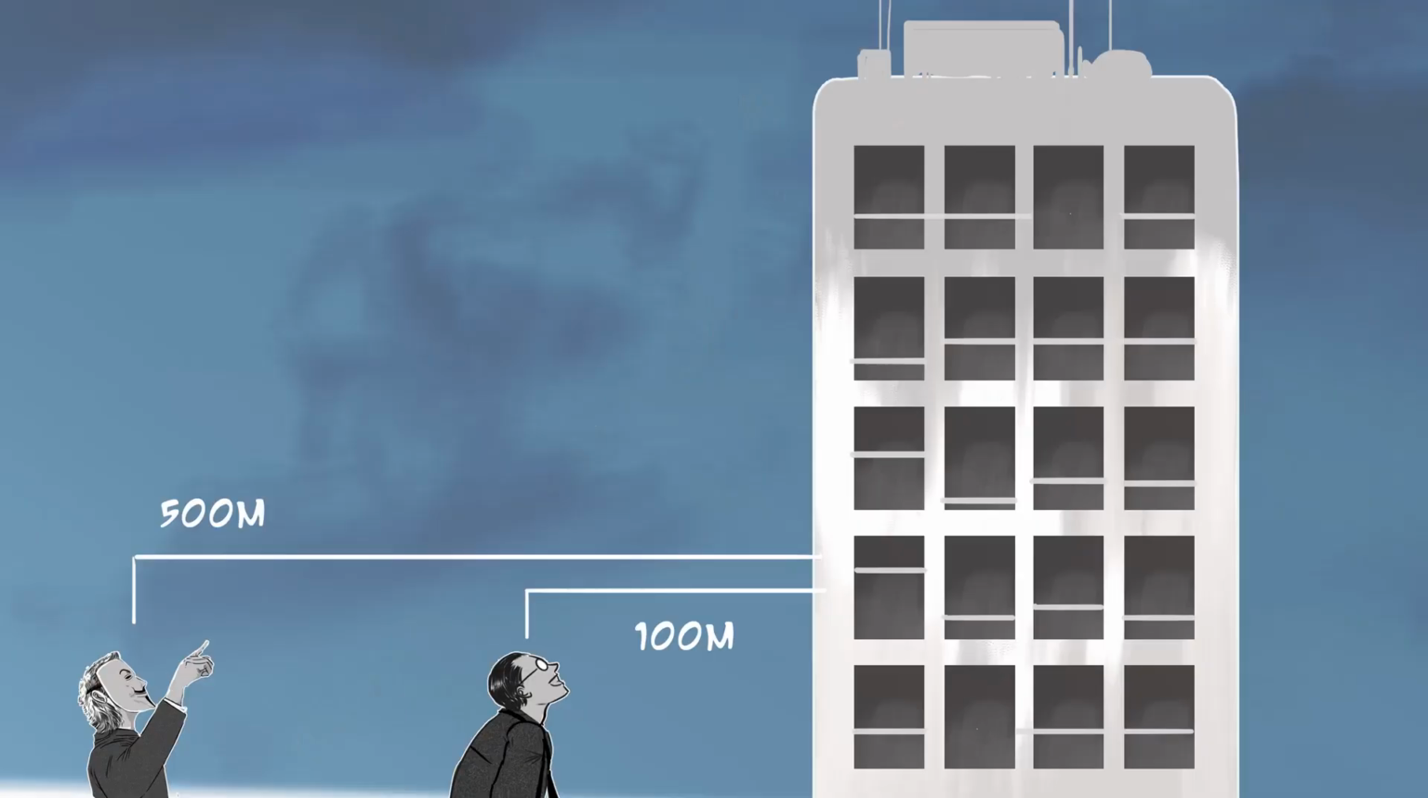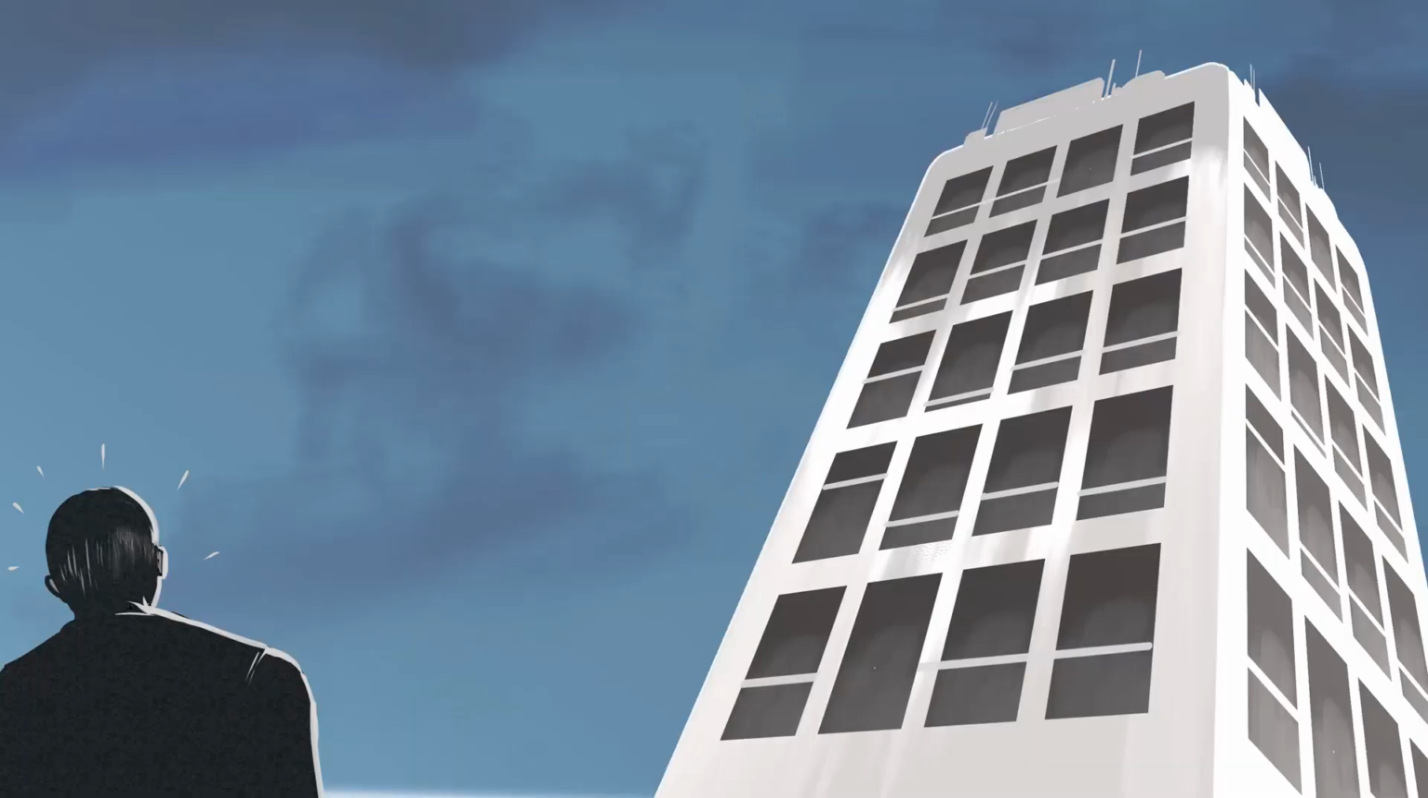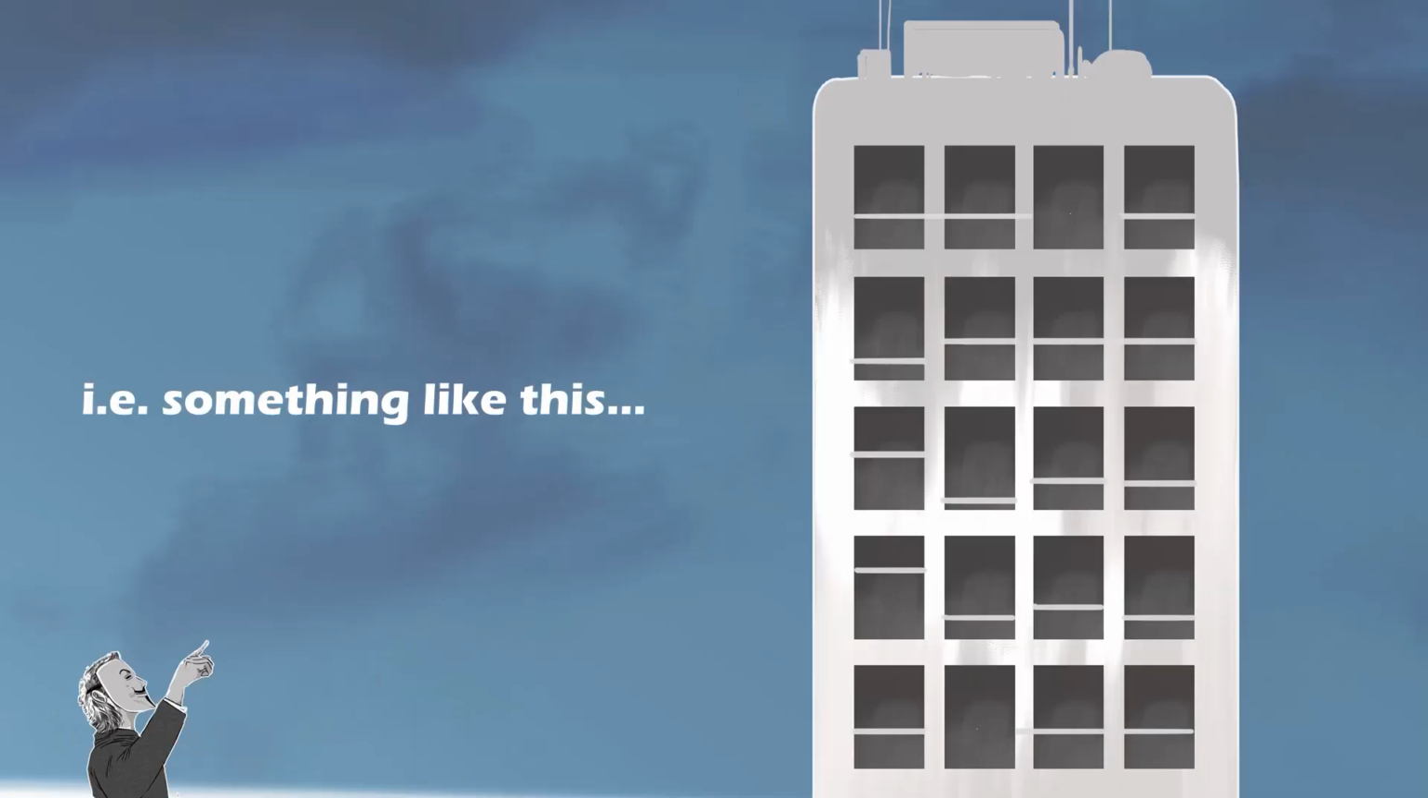Now, here are the same two people looking at a building from two different distances. Does the building appear to be of the same size to both individuals? No. One of them will see a bigger building from a slightly distorted angle, and the other one will see a smaller version of the same building, but probably a lot straighter.